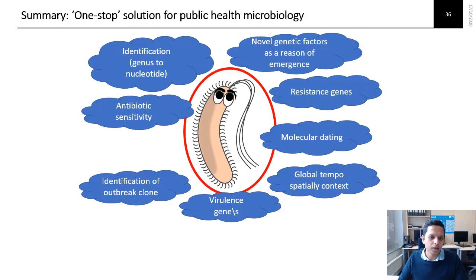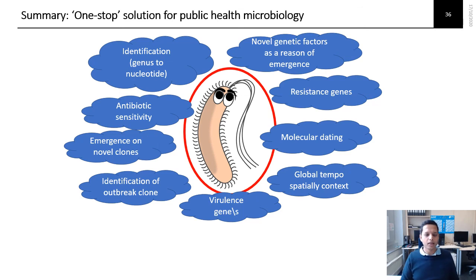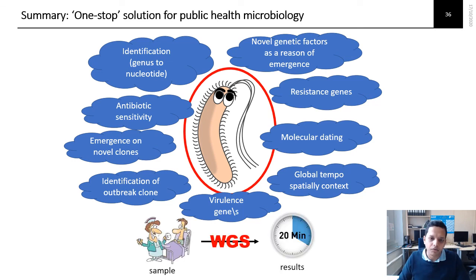Okay, so I would like to summarize my talk by saying that whole genome sequencing is a one-stop solution for public health or diagnostic microbiology, and within 20 minutes we are able to identify the bacterial pathogen. We are able to get the antibiotic sensitivity or resistance profile of a pathogen, whether this clone is newly emerged, whether it is an outbreak clone, what the virulence characteristics are, how pathogenic it is, and so on, and that too in 20 minutes.